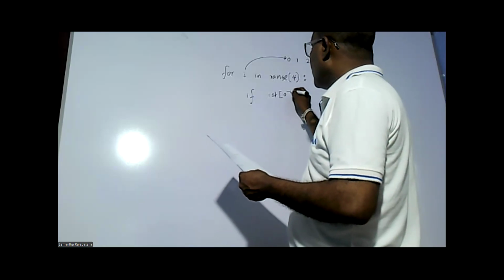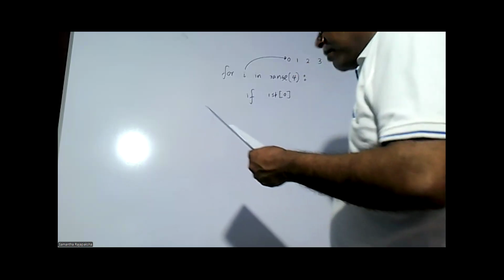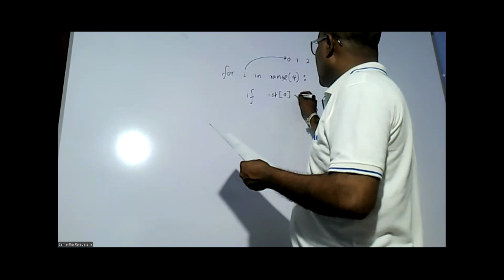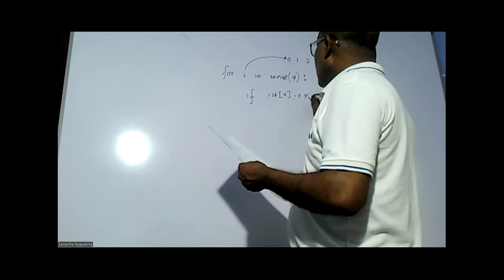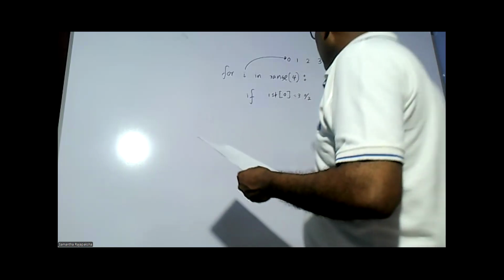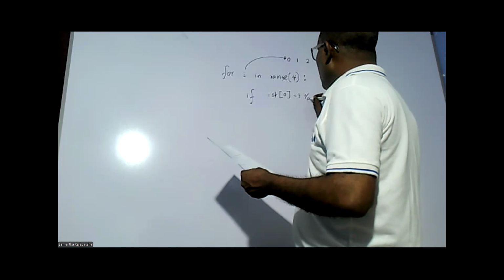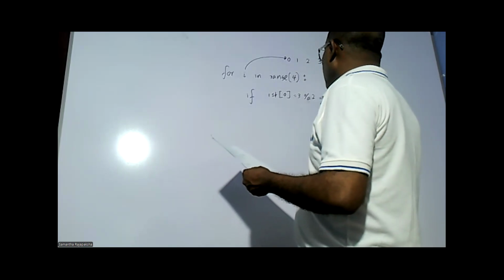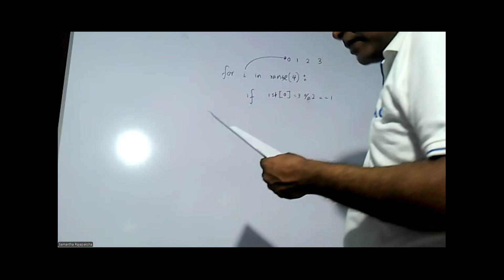Initially I is equal to 0. Now you take the first number, which is 3, and you divide this by 2. When 3 is divided by 2, the remainder is 1. The condition is true, which means this will be incremented.